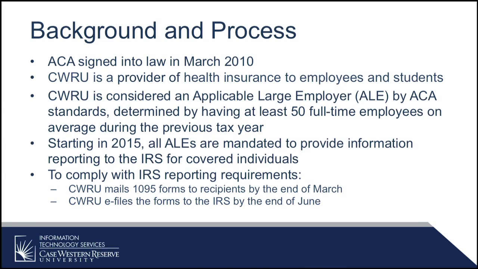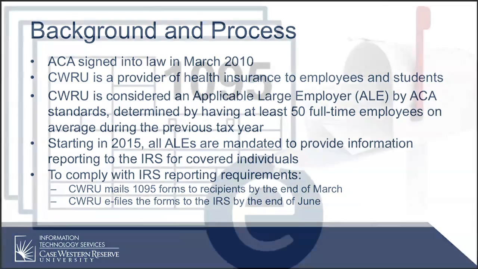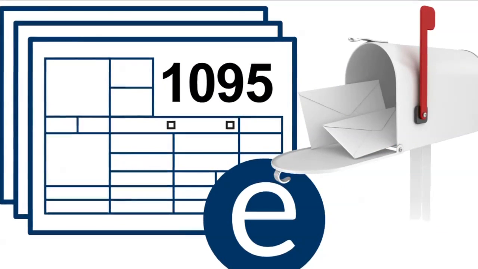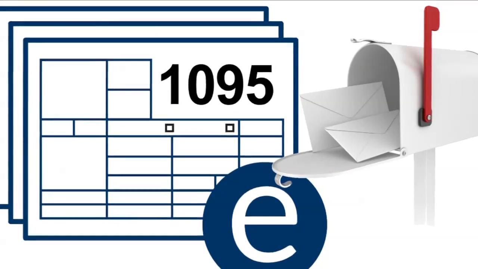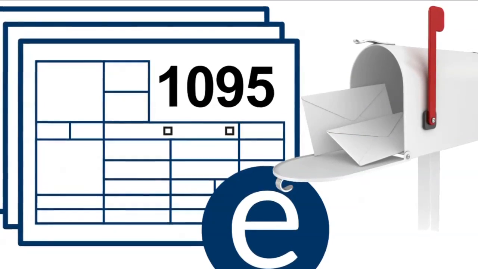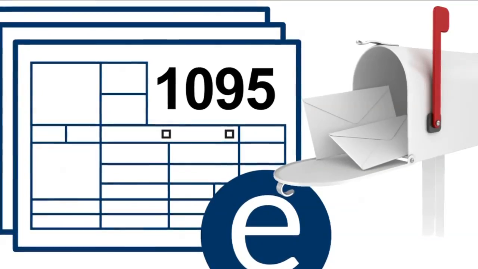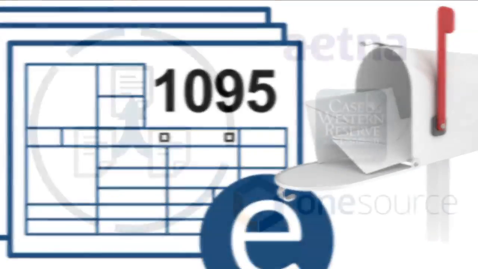And to comply with the various reporting requirements, we are required to mail 1095 forms to recipients by the end of March. And we are also responsible for e-filing these forms to the Internal Revenue Service, or the IRS, by the end of June. So we hope that helps provide some context on why we're taking on this large effort. There are two parts of this effort. There's a significant part related to the employees of the university, and there's also one related to the students of the university.